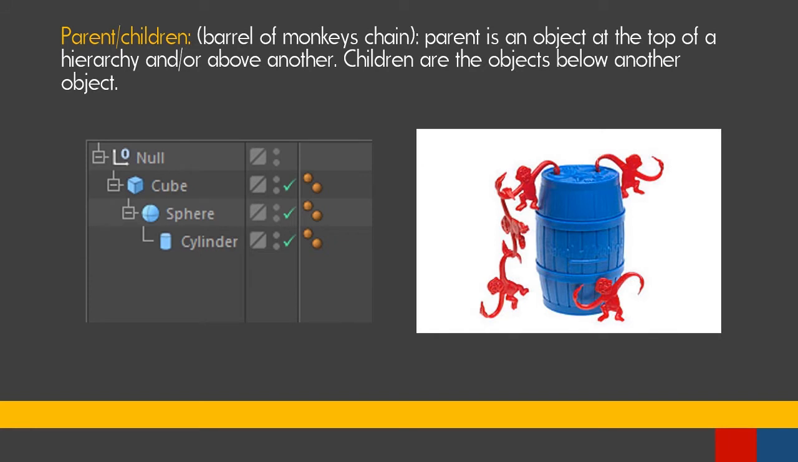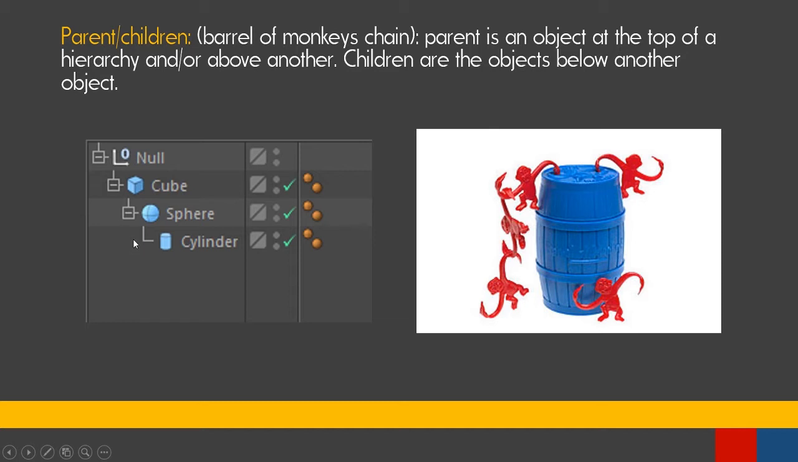Parent and children. If you imagine a barrel of monkeys chain, the parent is an object at the top of the hierarchy and/or above another object, and the children are the objects below another object. So if we look at this monkey chain, this monkey right here will be the parent, and then these will be their children. But additionally, this monkey is the parent of this bottom monkey.